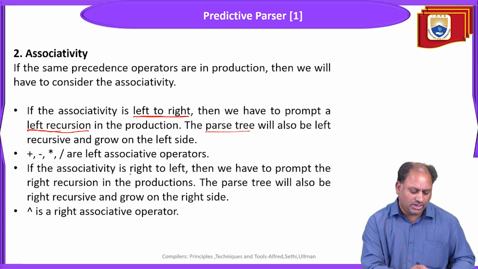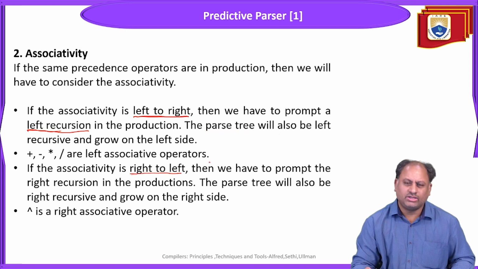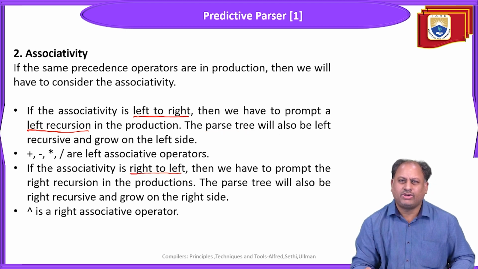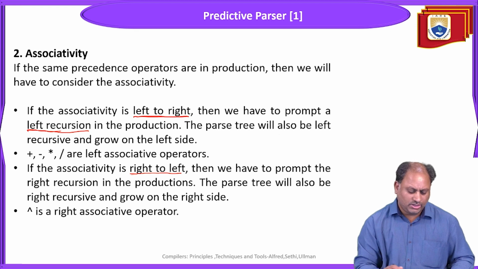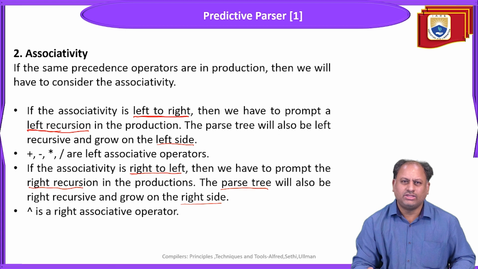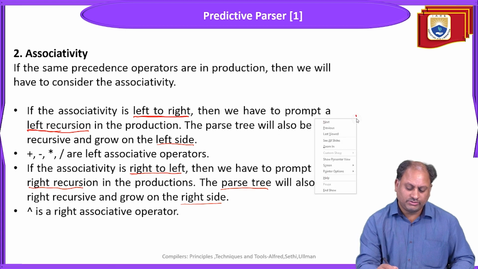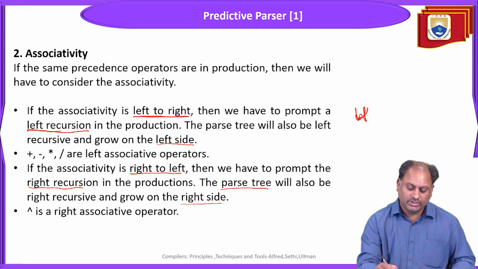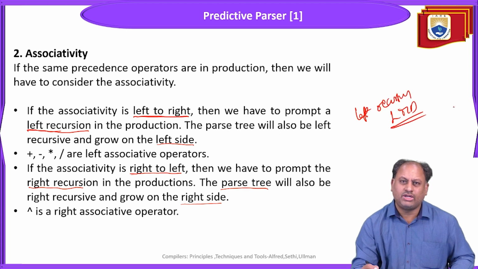Whereas in the second case, right to left associativity, the parse tree is implemented with right recursion, and there is a chance of growing on the right-hand side. Why? Because in the leftmost case, left recursion with leftmost derivations are substituted for each of the symbols of the given grammar.